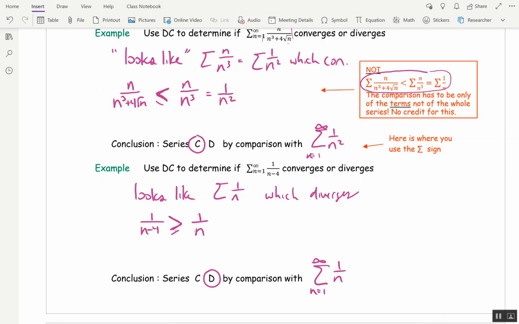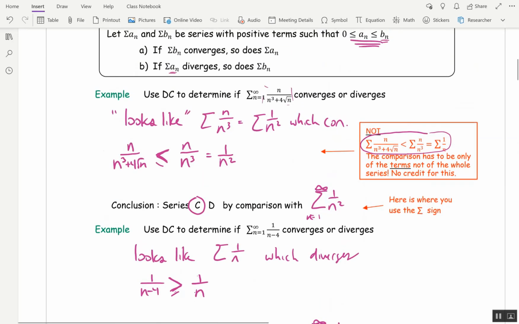This test is limited. I want to warn you, this test is limited because the comparisons you make have to be very basic.